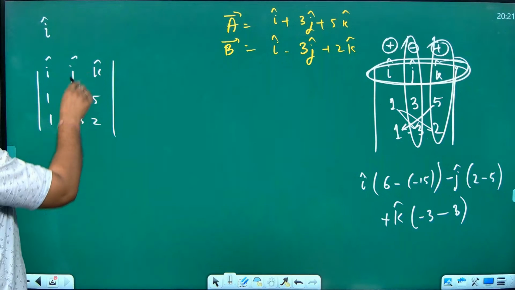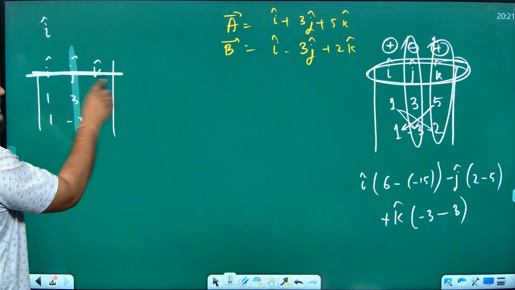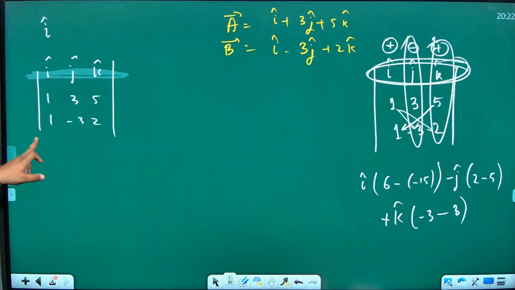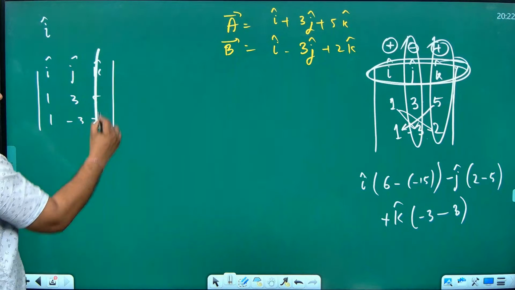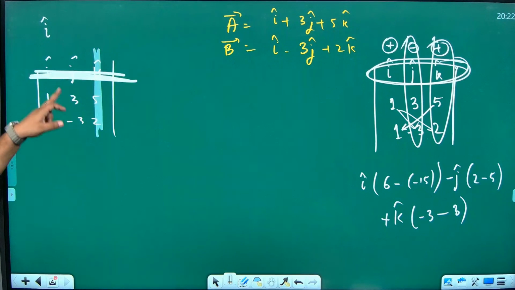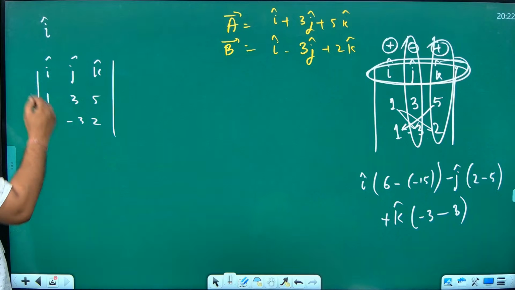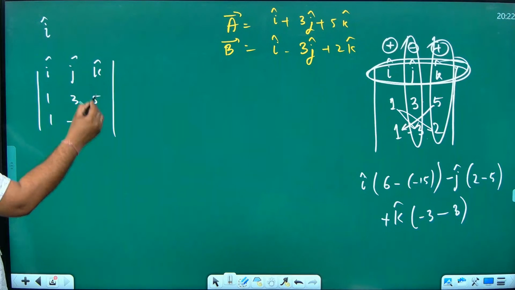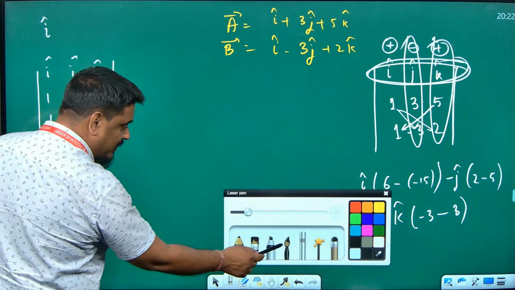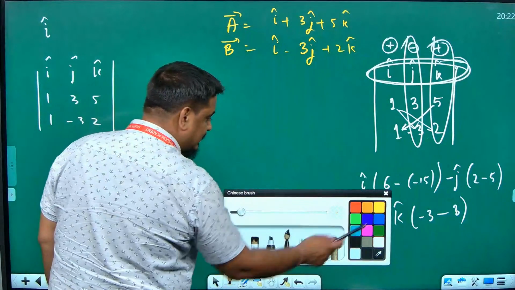When I am writing J cap, I will hide this and this. What remains? 1, 2, 5, 1. When I hide K cap, I will hide this and this. What remains? 1 minus 3, 3 and 1. And what rule am I going to use? If I am writing I cap, I am hiding this, 6 minus 15. So this into this minus this into this. If you want me to make it a rule, I can make it a rule also. If you are confused and you want me to make a rule, let me make it like this.